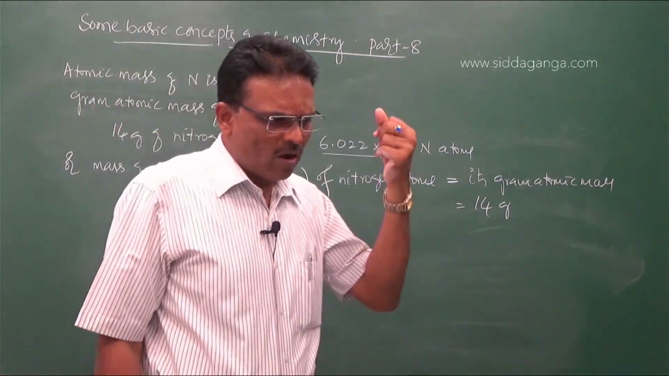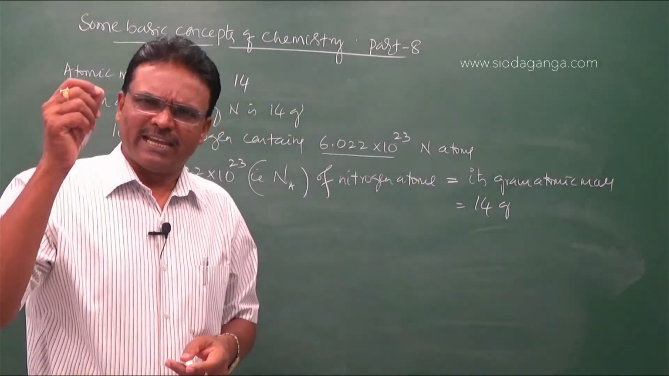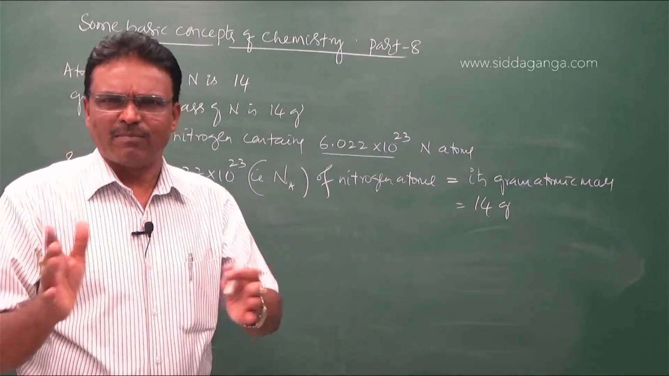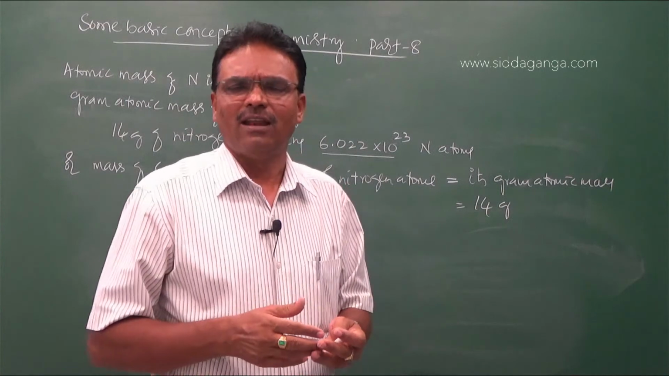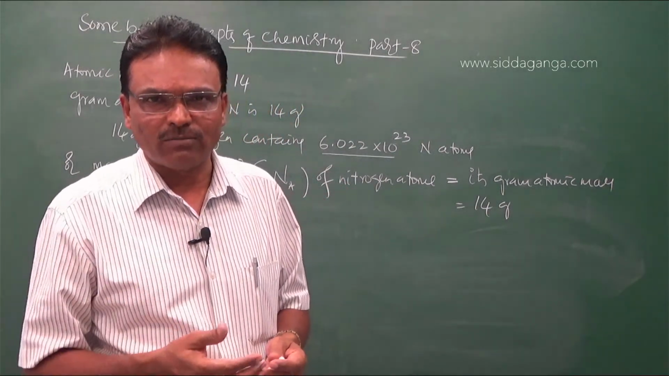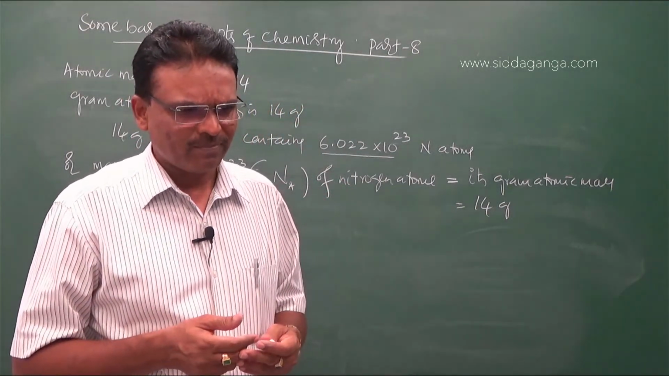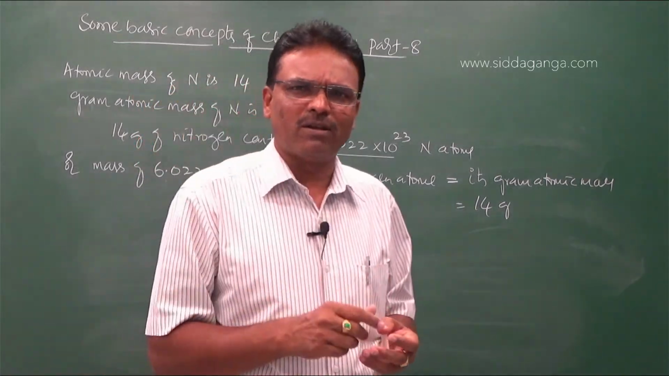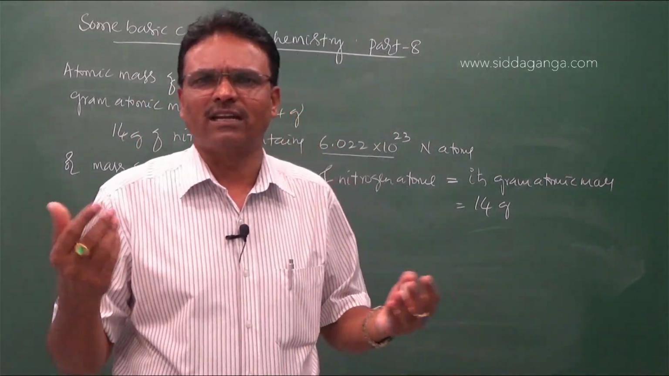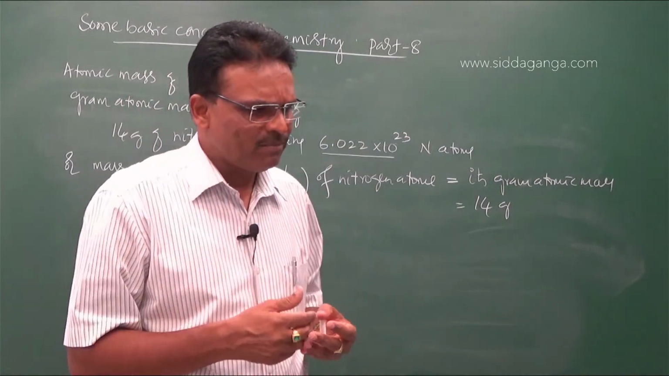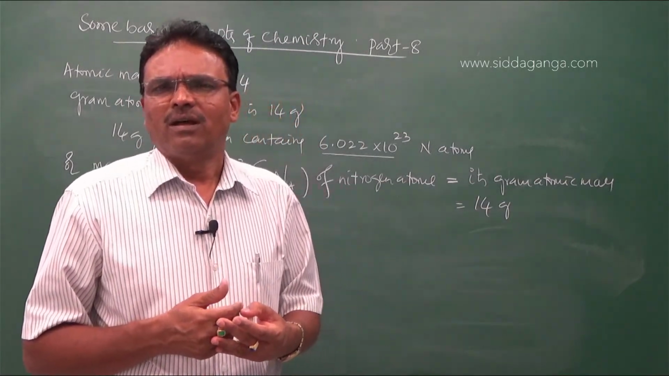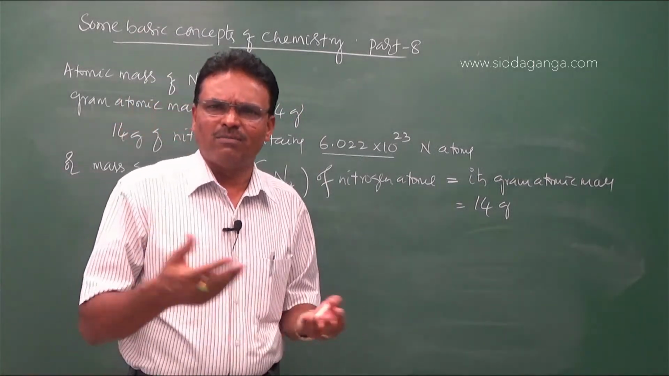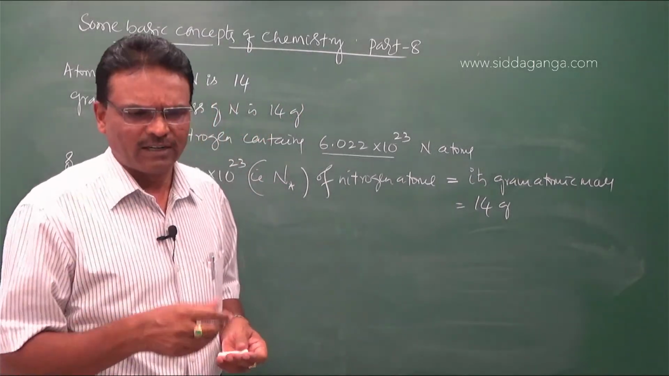Clear? If you take any element, its atomic mass contains Avogadro number of atoms. So in general, what is the mass of Avogadro number of atoms? It is equal to its atomic mass. So what is the mass of Avogadro number of oxygen atoms? That is equal to its atomic mass, that is 16 gram. What is the mass of Avogadro number of sulfur atoms? Atomic mass of sulfur is 32.